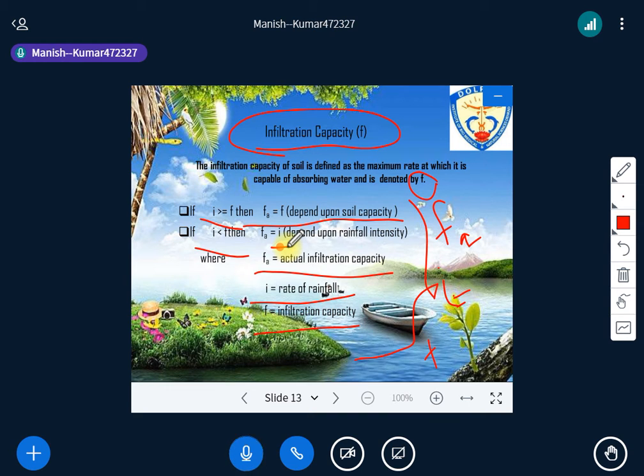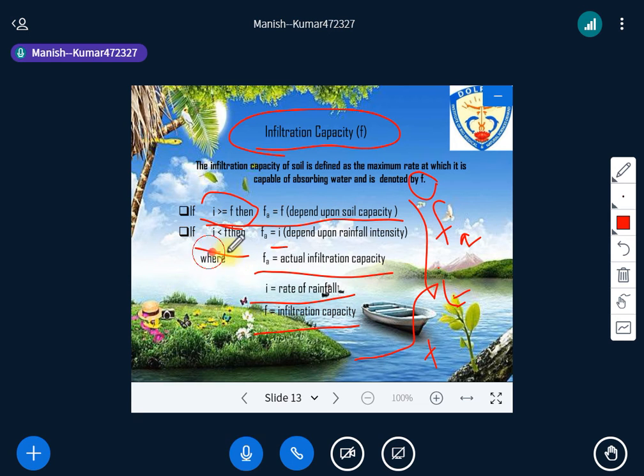There will be chances of more infiltration if the soil is more porous. Just take this kind of example: if we have a sandy soil, what will happen? Any kind of rainfall can be easily absorbed. If it is equal to or more than the infiltration capacity, obviously the whole amount can be absorbed, whatever the amount of rainfall.